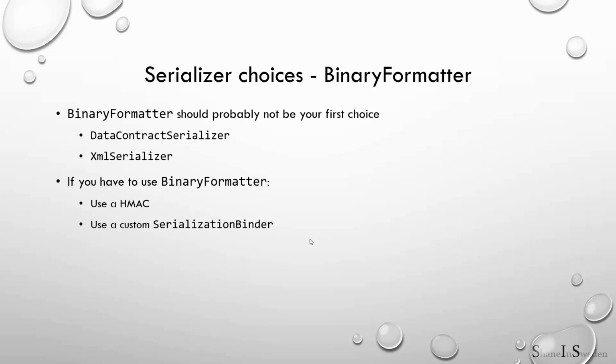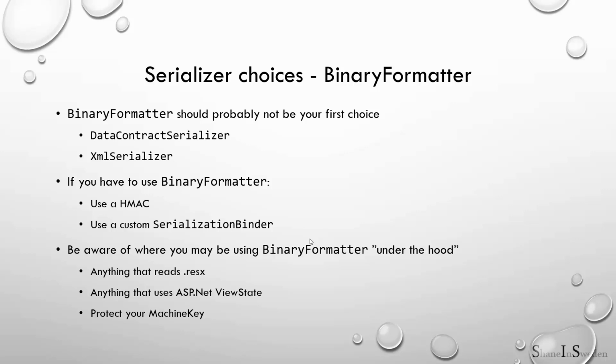If you have to use a binary formatter, then you really should be considering things like HMAC to protect the integrity. And also you should certainly implement a custom serialization binder so you can restrict the types that the serializer will actually deserialize. Be aware that in many cases your system may actually be using a binary formatter without your knowledge. So for example, anything that reads resx, for example, the view state in ASP.NET.